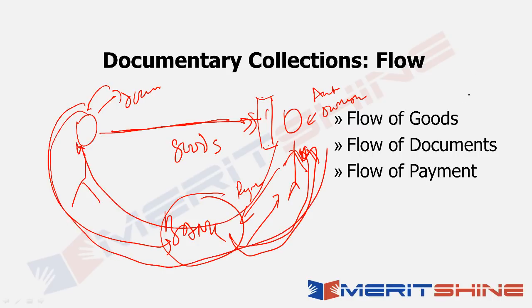So this is the flow of goods, flow of documents, and flow of payment. We'll come to it many times. Just try to visualize that there are three independent things happening here. The flow of goods is happening independently. The flow of documents will lead to the flow of payment. So we'll keep coming back to it.